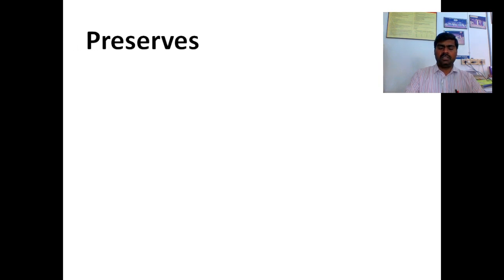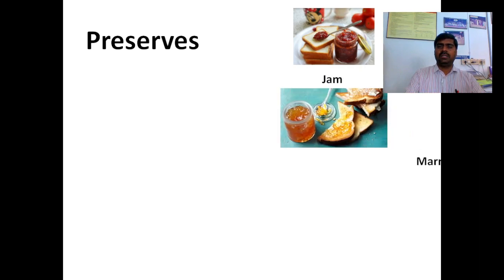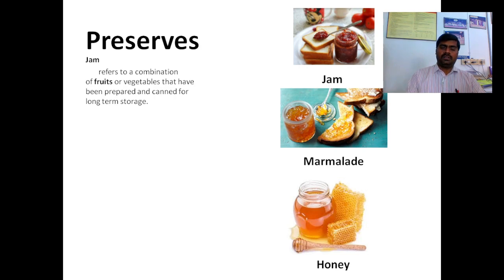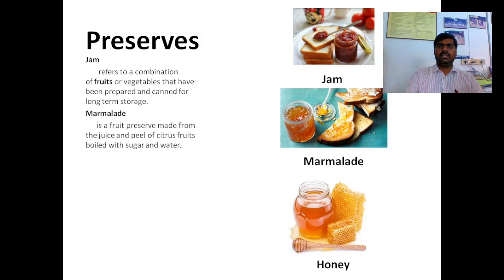Followed by the bread, generally we offer preserves like jam, marmalade, honey. Jam is a combination of fruits or vegetables that have been prepared and canned for long-term storage. Marmalade is a fruit preserve made from the juice and peel of citrus fruits boiled with sugar and water. Honey is a sweet viscous food substance made by bees and some related insects.